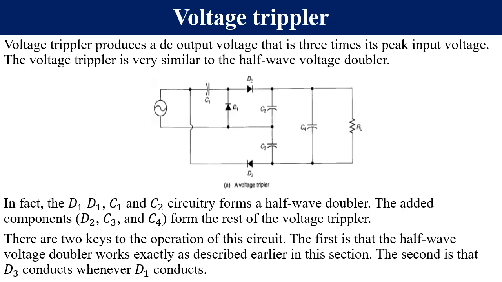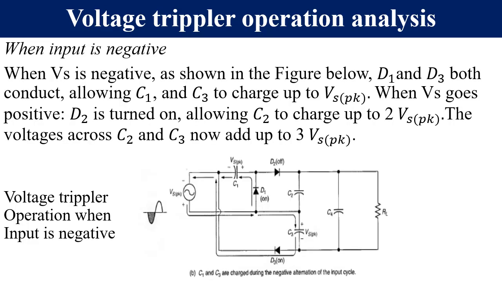The second is that D3 conducts whenever D1 conducts. So D3 conducts whenever D1 conducts. Why? Because insofar as AC is concerned, their anodes and their cathodes are connected together. Please take note of that analysis. It is very, very important, because we now have a half-wave voltage doubler in such a scenario. That circuit diagram is so simple to analyze, so let's try to analyze it.